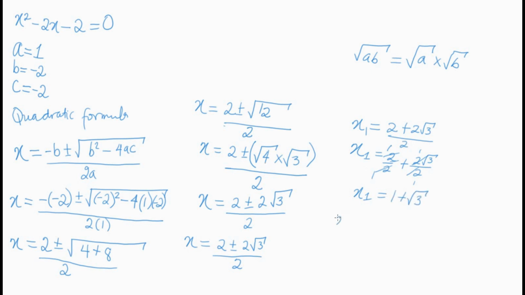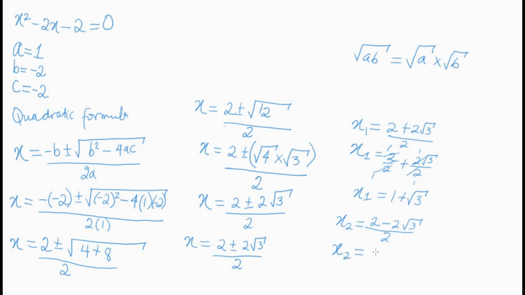Then we have x sub 2, basically 2 minus 2 root 3 over 2. So for this one now, the first one we use the plus sign, the second one we use the negative sign, because we're basically solving for roots. We're solving for the roots of the quadratic equation, or the two values of the quadratic equation.